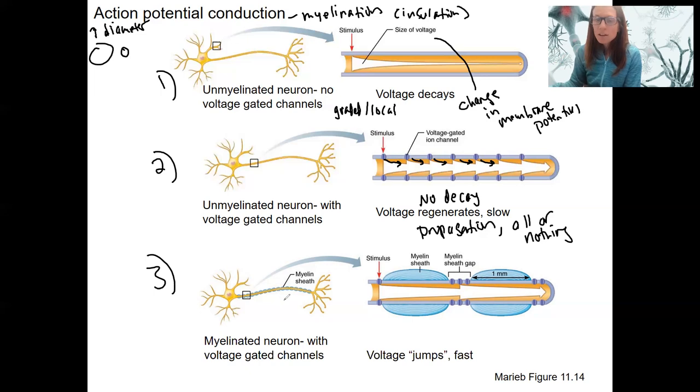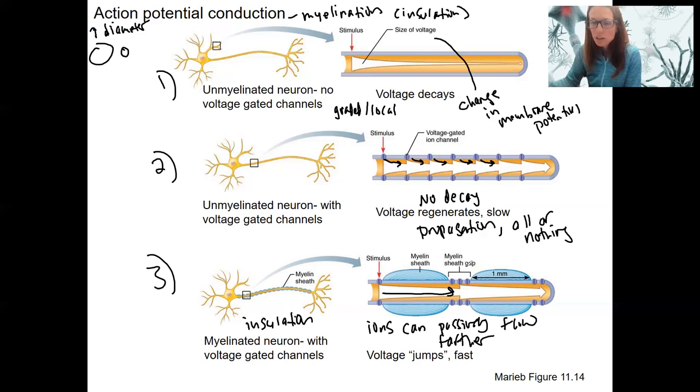When you have myelin, this myelin sheath, made of either oligodendrocytes or Schwann cells, we have insulation. That's basically what this is. It's like insulating an electrical wire or water pipe that carries hot water. Ions can passively flow farther. Functionally, this is like they're jumping. They're jumping from this place to this place, these gaps in the sheath. These are also called nodes, gaps or nodes.